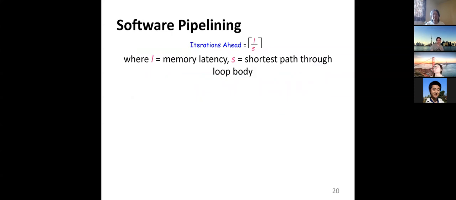Okay, let's look at software pipelining. So essentially the idea of software pipelining is to look a certain number of iterations ahead and try to fetch the data just in time to when it's needed. But how do we find when it's needed? Well, how far ahead should we look? That's the heuristic that software pipelining uses. You just go ahead a number of iterations equal to L divided by S, where L is memory latency and S is the shortest path through the loop body.